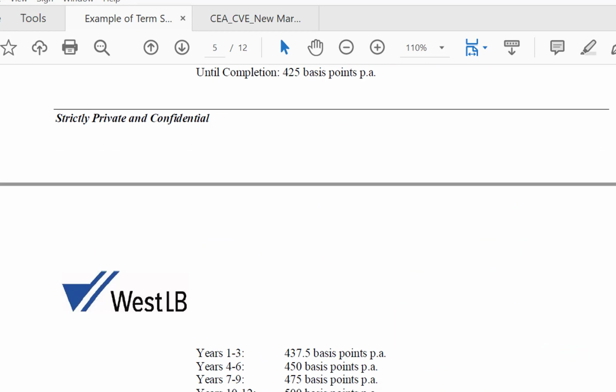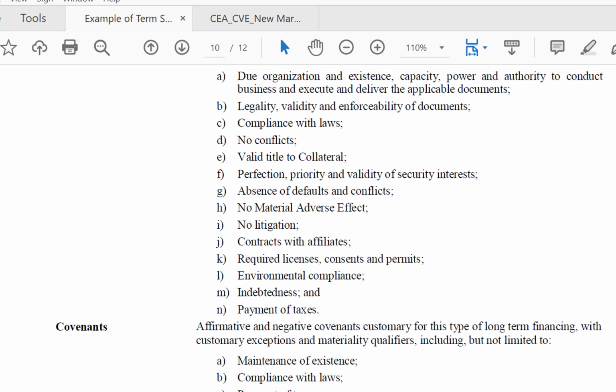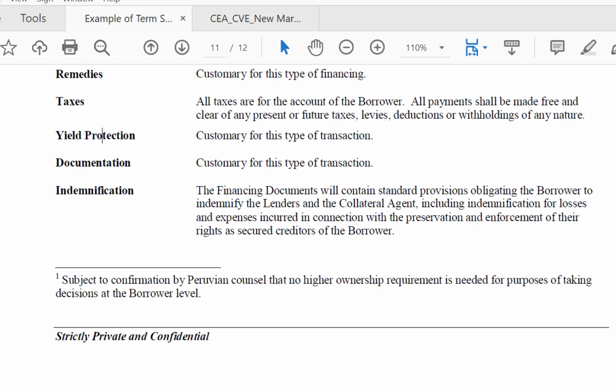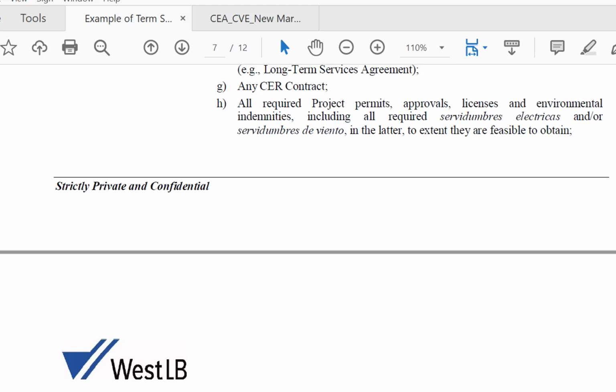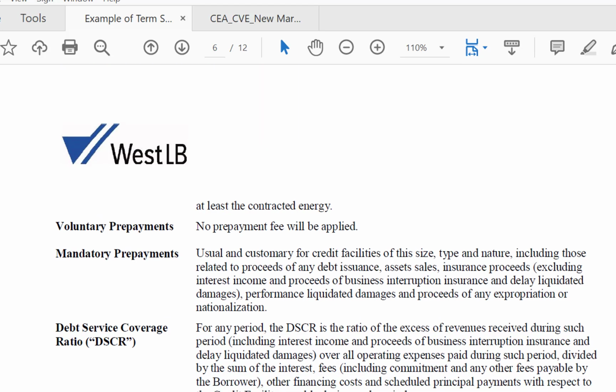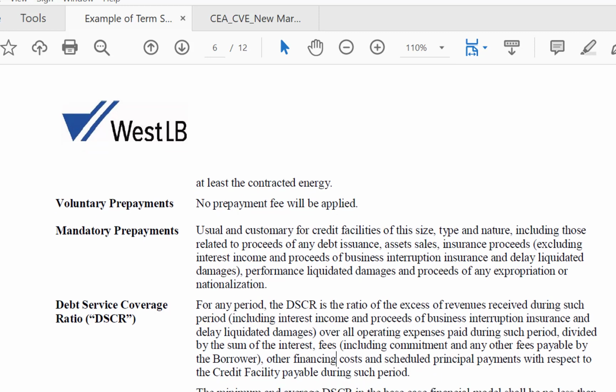Then I always kind of go straight down to the debt service coverage ratio, and I missed it. And I'm not going to miss it too much anymore because I've gone here so much. And then it defines the debt service coverage, the ratio of revenues received during the period, blah, blah, blah, over all expenses, divided by interest and fees and other financing costs and scheduled payments. Now, when you actually look at this, the financing costs don't include the letters of credit on the debt service reserve account, at least typically. So exactly how you define that can be a little tricky.